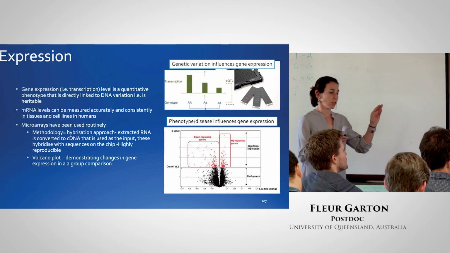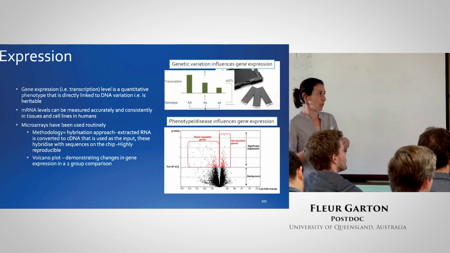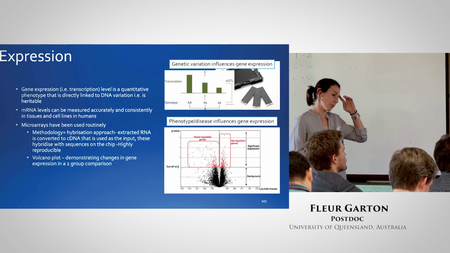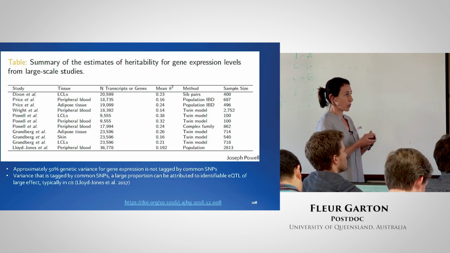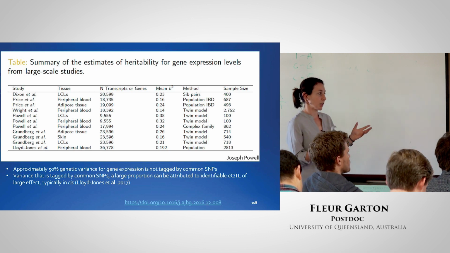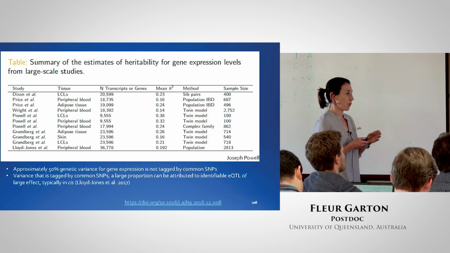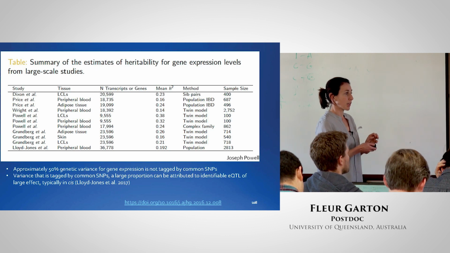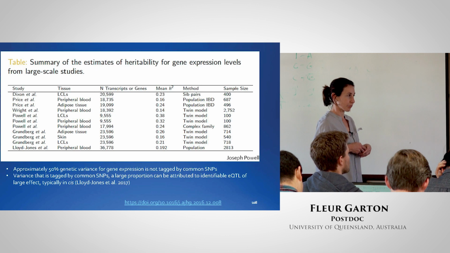Microarray though is no longer being used. This has been superseded by RNA expression. I've just got a picture here of the heritability of different types of tissue and their expression. If you think of traits, 50% of the genetic variance for gene expression is not being tagged by common SNPs. Of the variance that is being tagged by common SNPs, quite a large proportion of this can be attributed to identifiable QTLs.